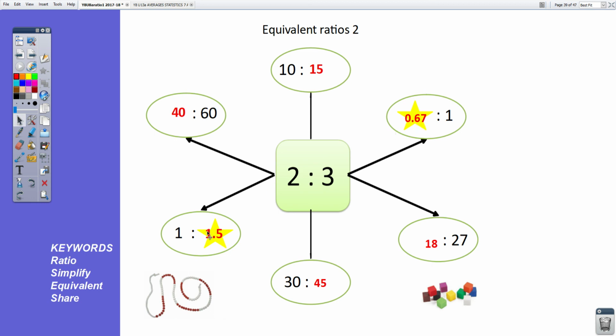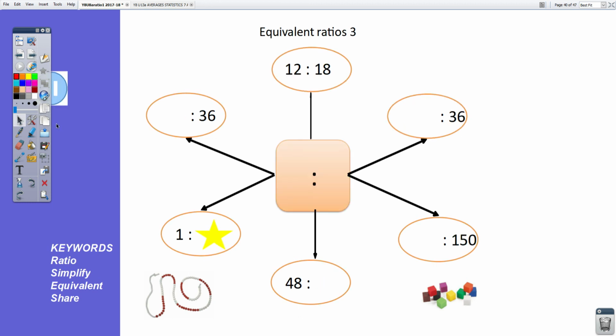Again, these two with the yellow stars, the trickier two. And the final one of these, this time we're not even told the middle one. You have to start from the top and work it all through. So pause the video please and press play when you're ready to mark these. Okay, let's see how you've done.